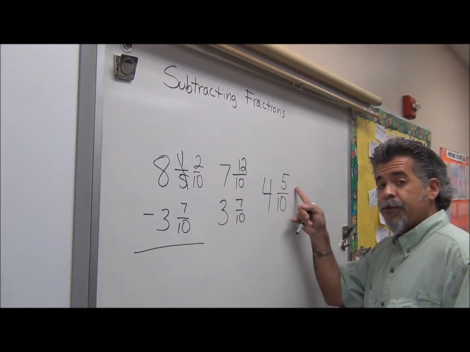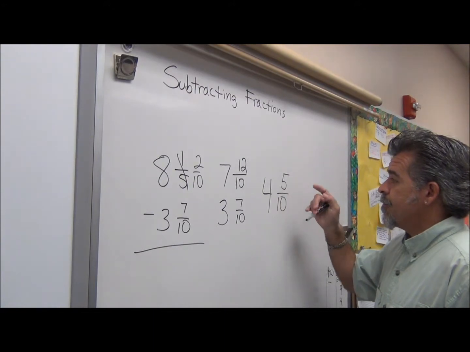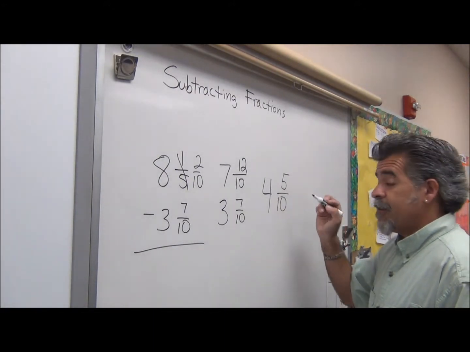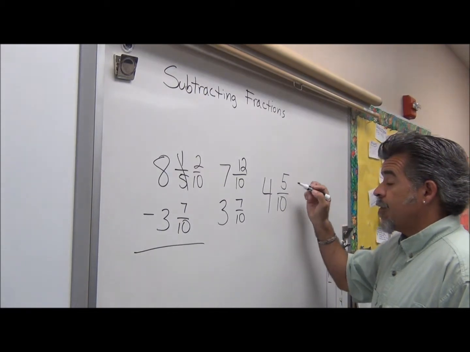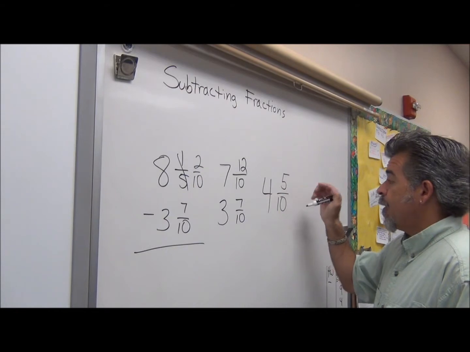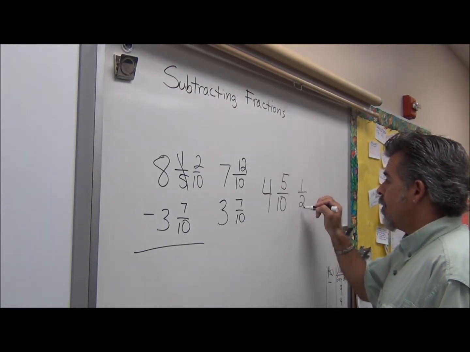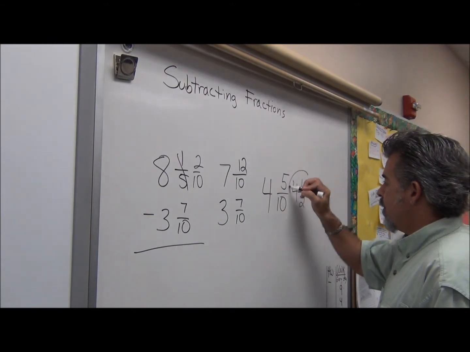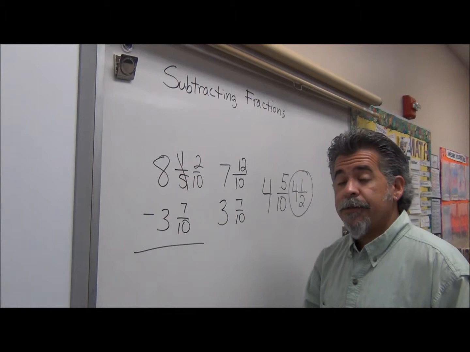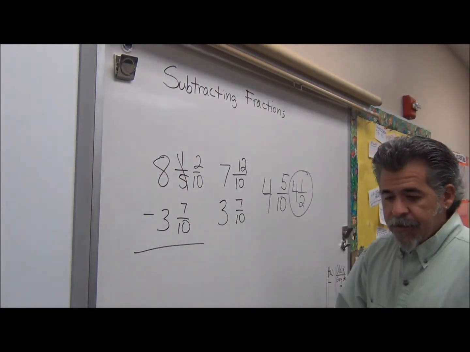Now, this is reducible. You're not really done until you reduce to simplest terms. So 5/10, as most of you already know, is the same as 1/2. That reduces by 1/2. 5 goes into both of these. So 5 divided by 5 is 1. 10 divided by 5 is 2. And then you move the 4 here, and there's your final answer, 4 1/2. So 8 1/5 take away 3 7/10 equals 4 1/2. And that's subtracting fractions.